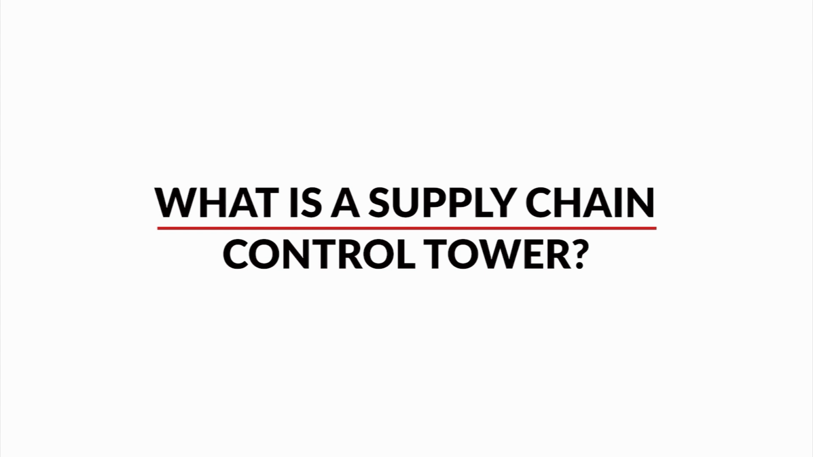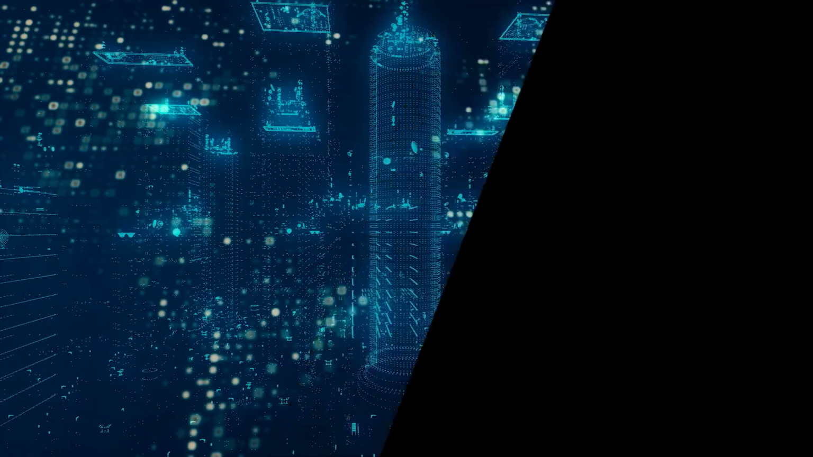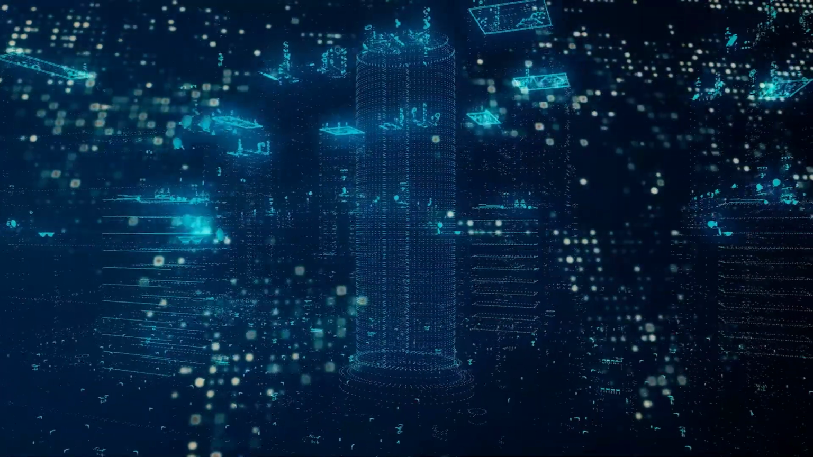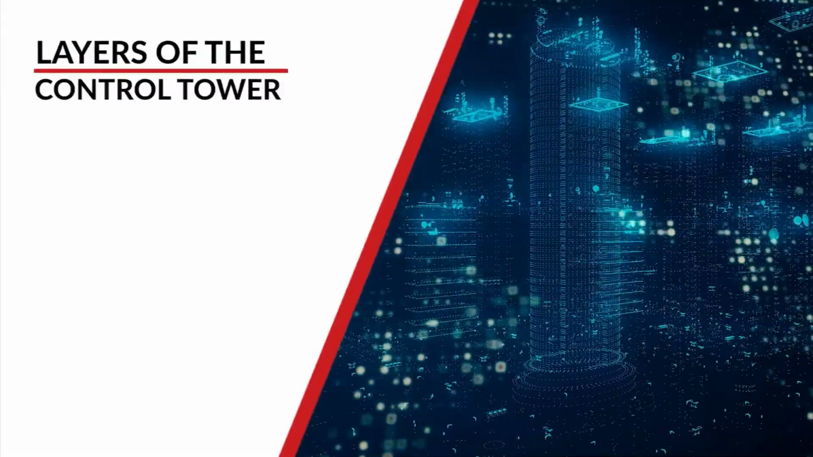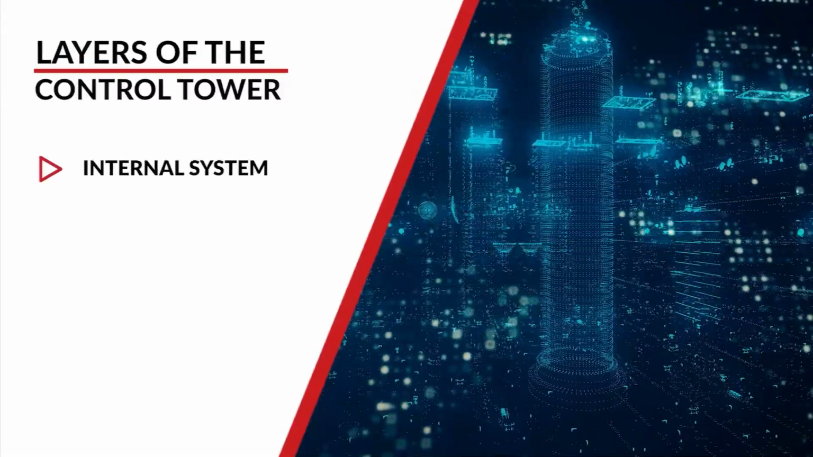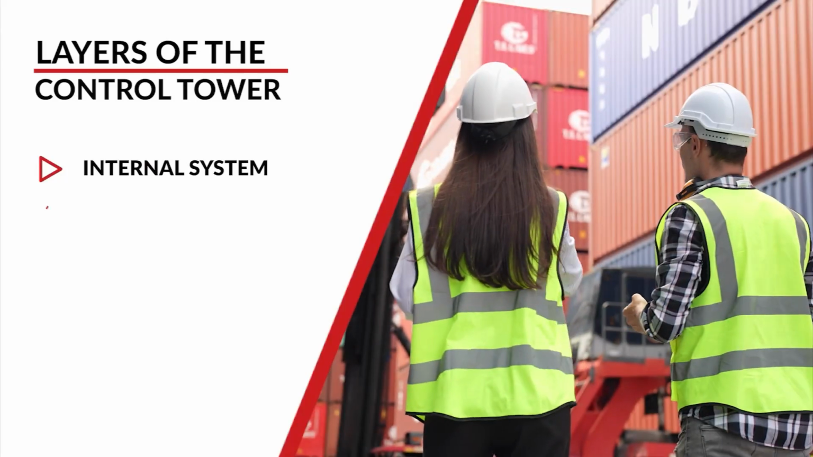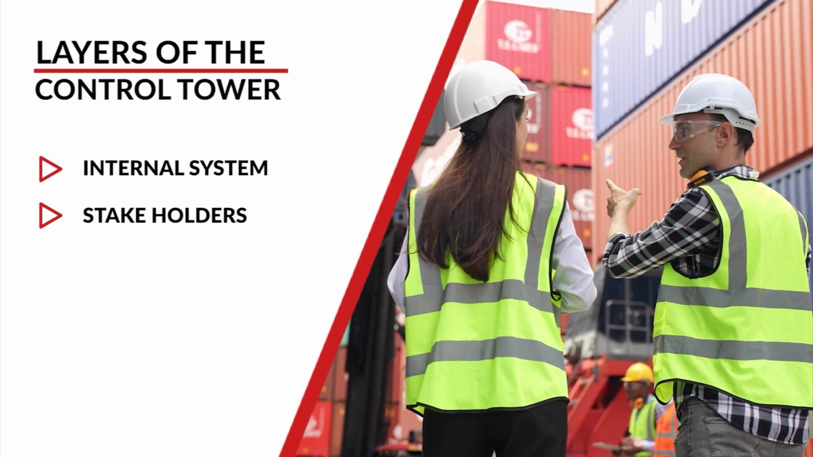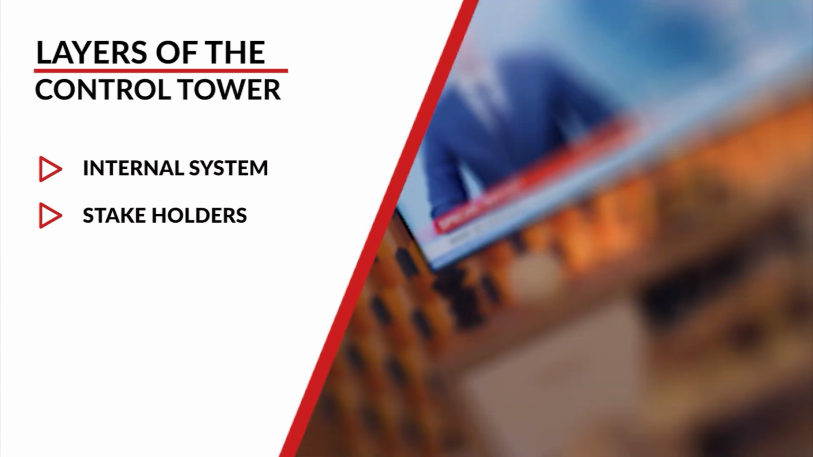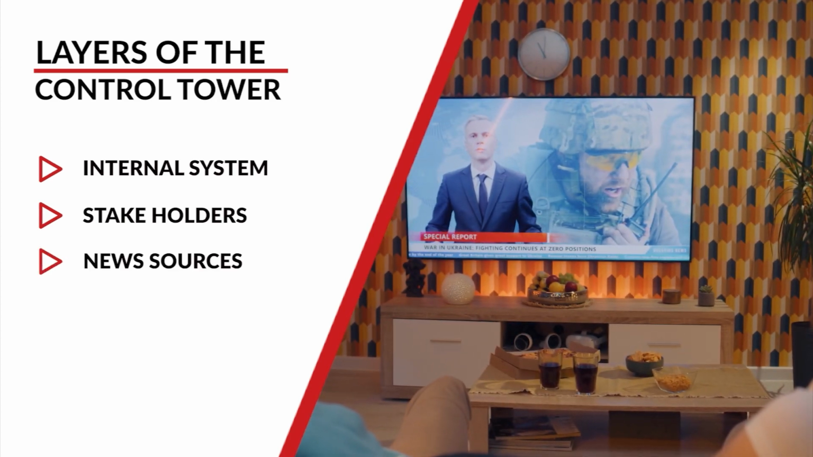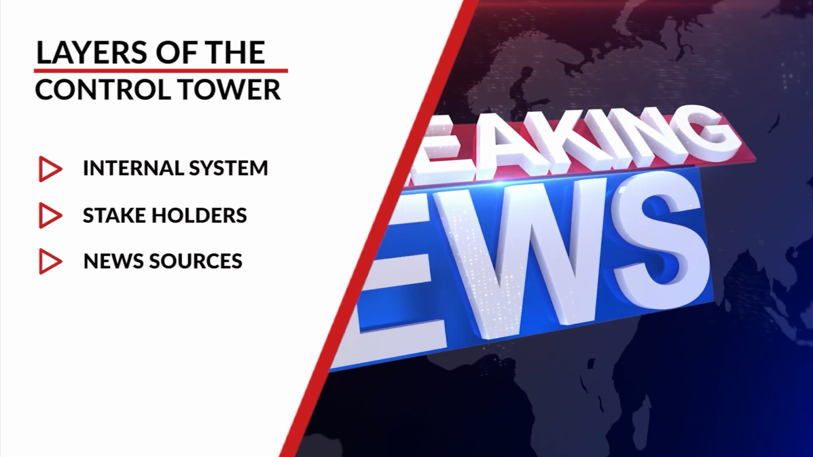So first, before we jump in, I just want to briefly summarize what a control tower is again. A control tower is essentially a dashboard that sits on top of 3 levels of data. First being our internal systems, such as our ERP, warehouse management systems, and our planning systems. Level 2 being systems of our stakeholders. And level 3 being news sources, such as social media and weather.